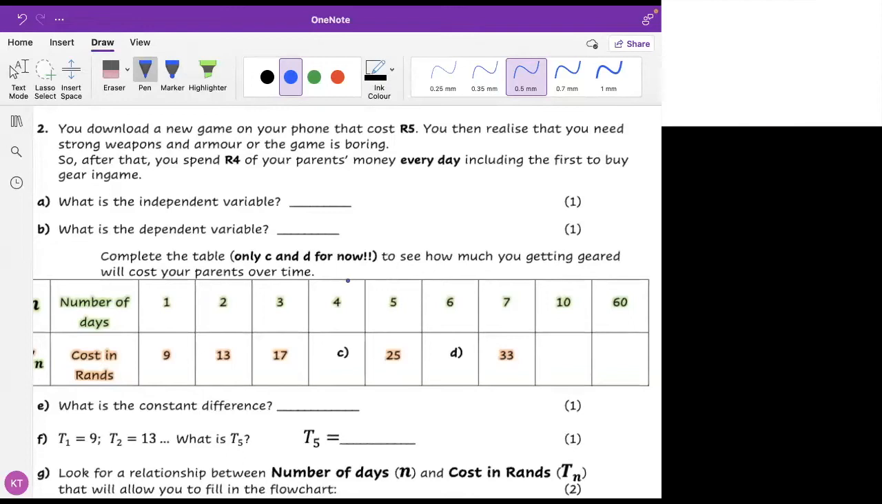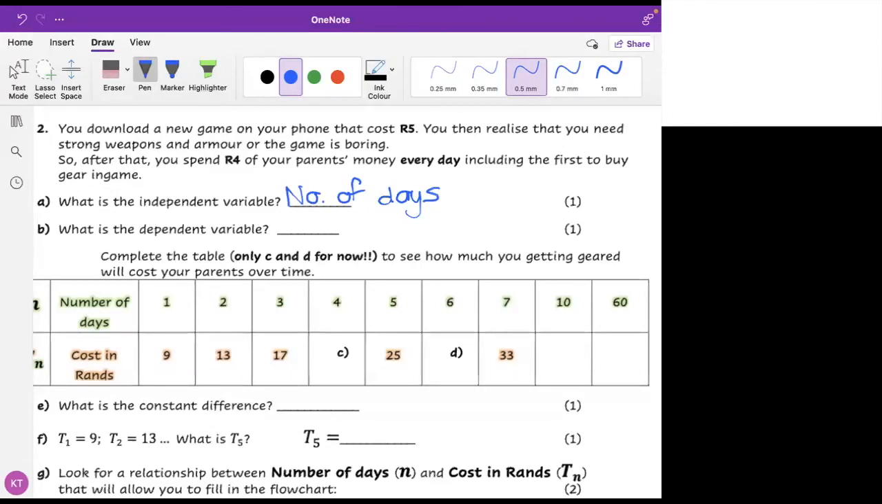They're saying to us, what is the independent variable and what is the dependent variable? So when we're looking at this, an independent variable means what is going to stay the same no matter what. Okay, it doesn't matter if it rains or if the sun shines or if there's money in your bank account or there's no money in your bank account. What is going to stay the same no matter what? The thing that's going to stay the same no matter what is the number of days. So in this case, our independent variable is the number of days. The thing that is going to stay the same no matter what.